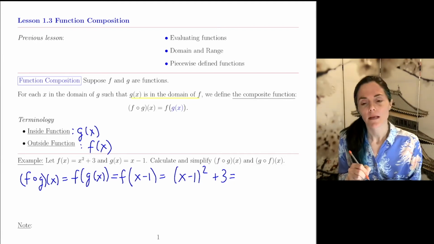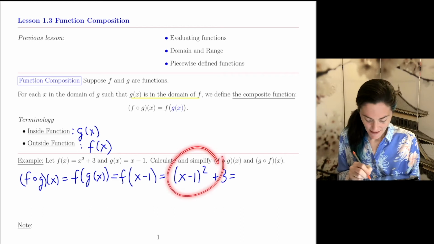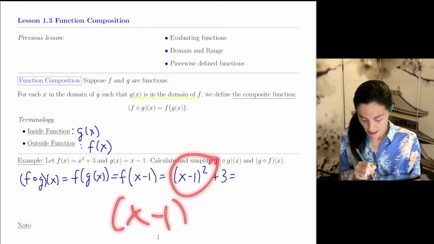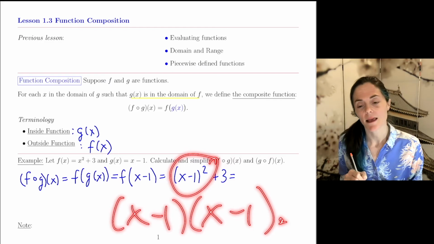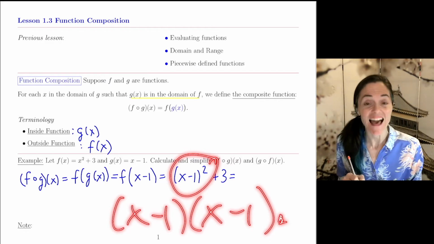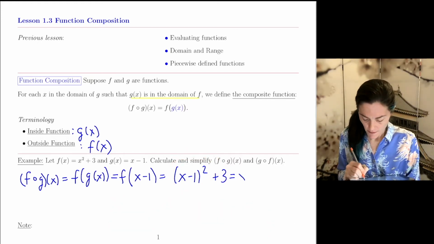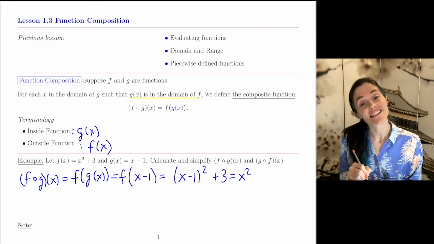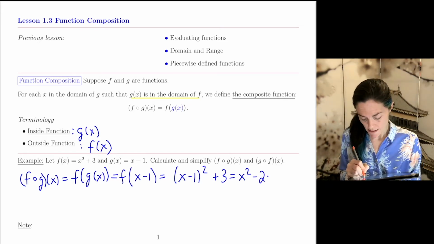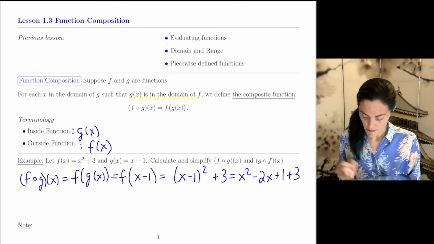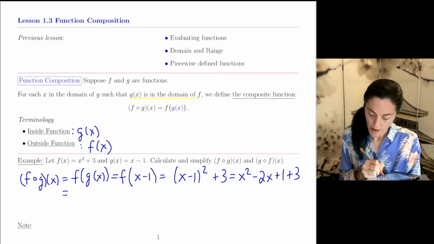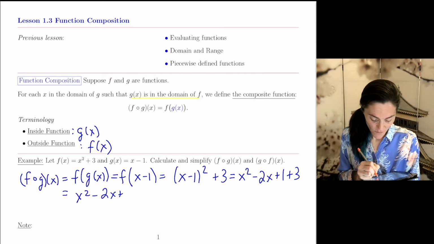Simplified, well, how do we simplify this? Well, note that this is x minus 1 times x minus 1, and you can do first, outer, inner, last, for example, to multiply all this out. And when we do, you see, we get x squared, we get minus x and minus x, which is minus 2x, and then we have plus 1. So I have this simplified. This is x squared minus 2x plus 4.